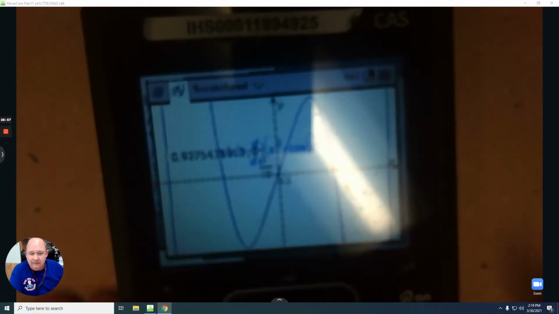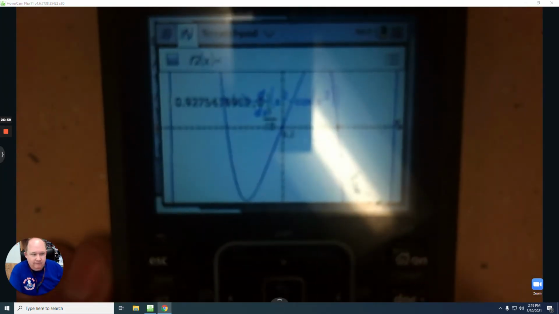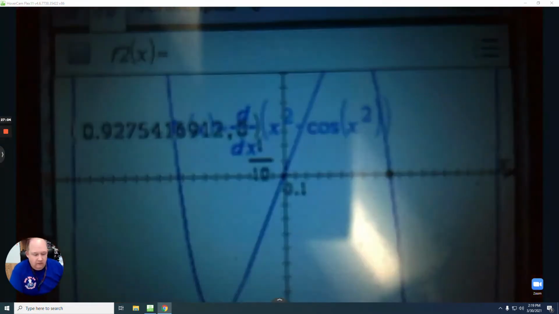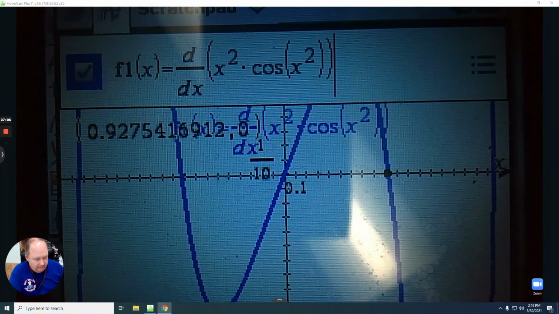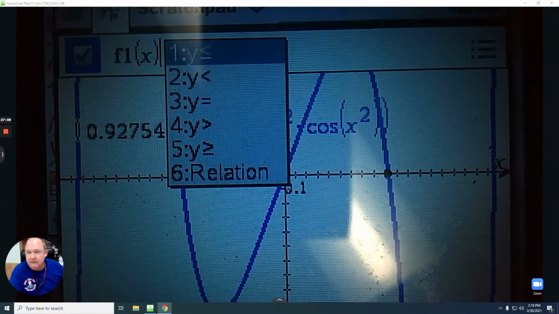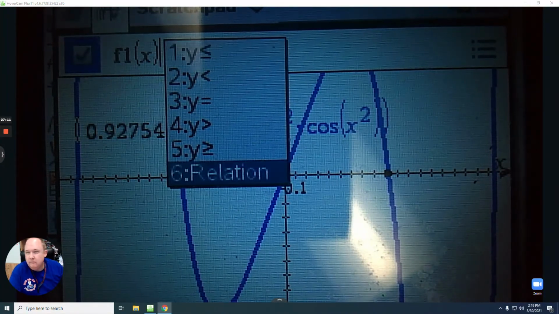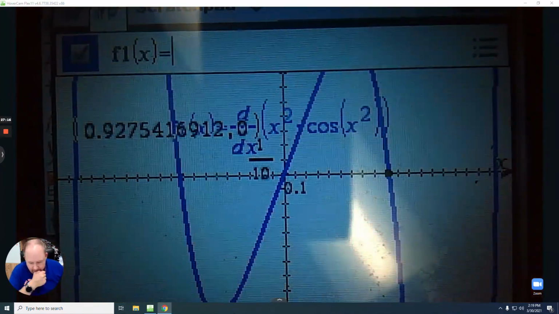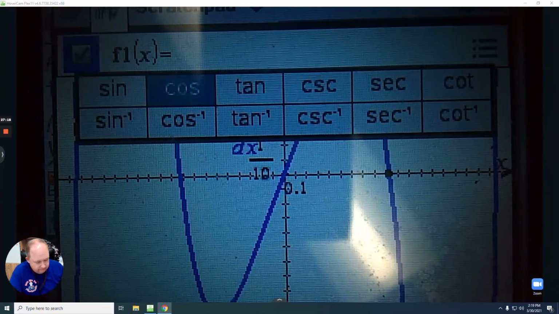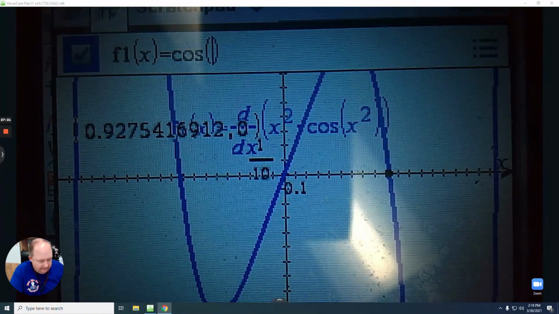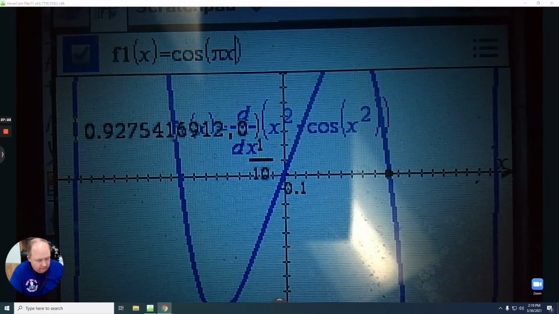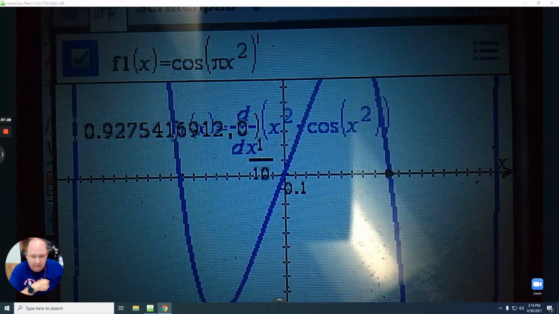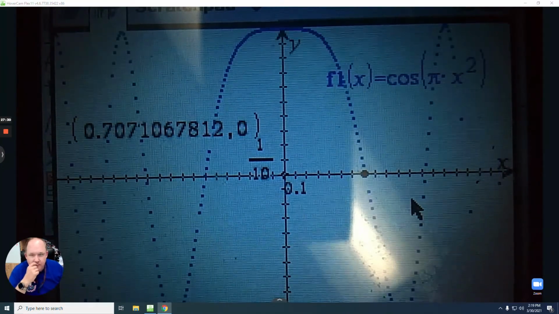So again, I'm going to graph it because I think it's easier to graph to answer these. Again, I'll let my camera try to focus in here. So I need to go back and erase this one from the last question. I'm going to type it in. So it's cosine pi x squared, we'll do that first, graph it.